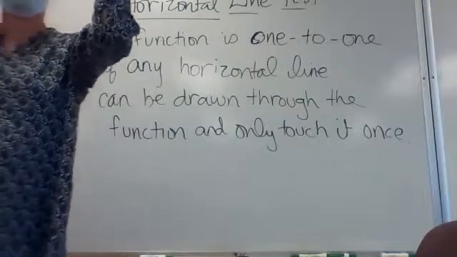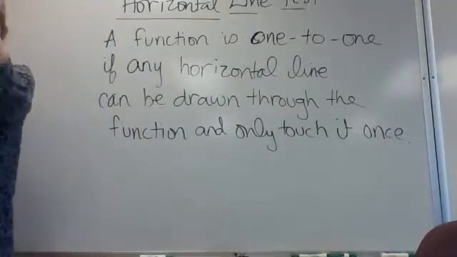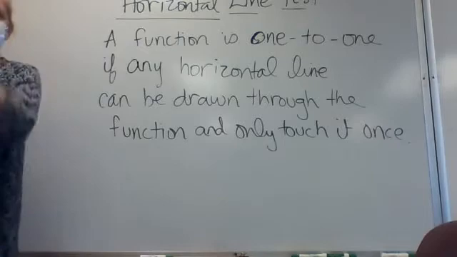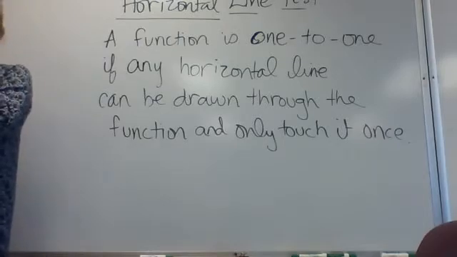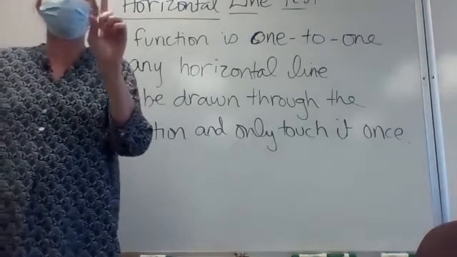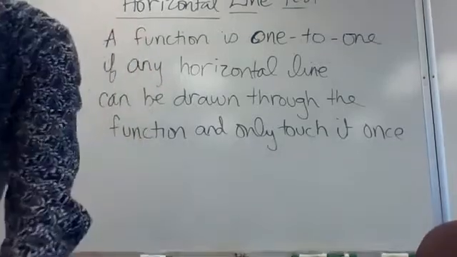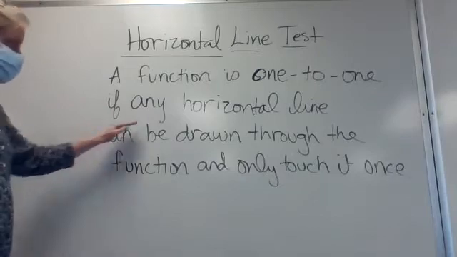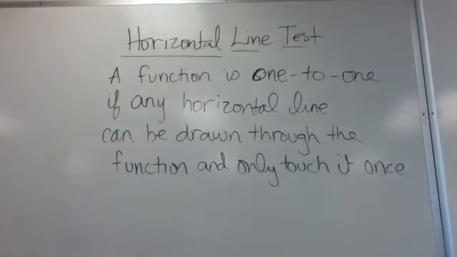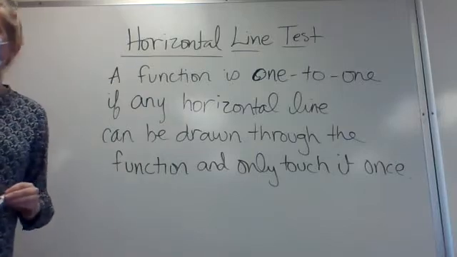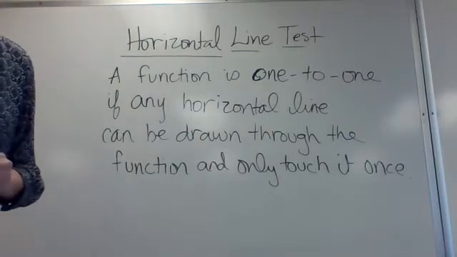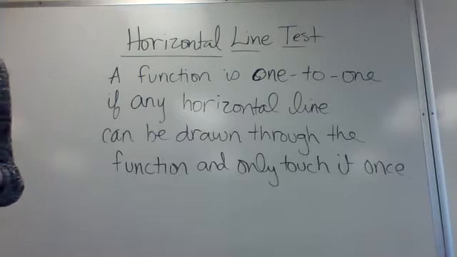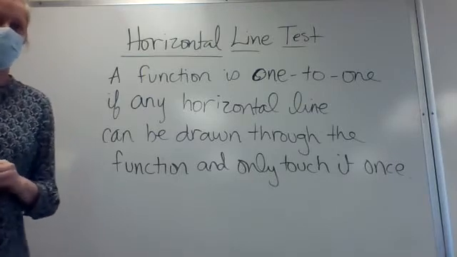Remember the vertical line test that told us if the relation was a function at all? What did the vertical line test say? If you draw a vertical line and only touch it once, then it's a function. Here, if you want to know if the function is what's called 1-to-1, any horizontal line can be drawn through the function and only touch it once, then it is 1-to-1. 1-to-1 functions are the type of functions that can have inverses.